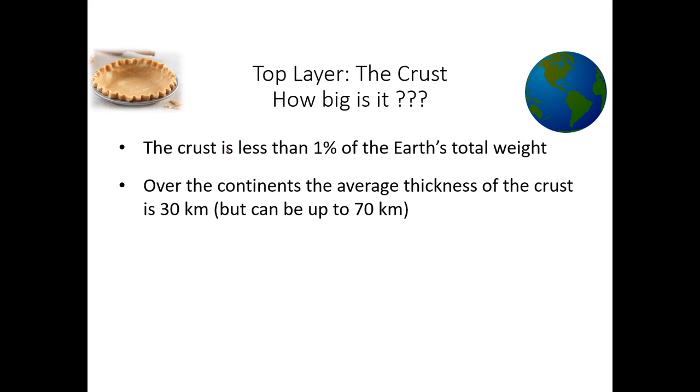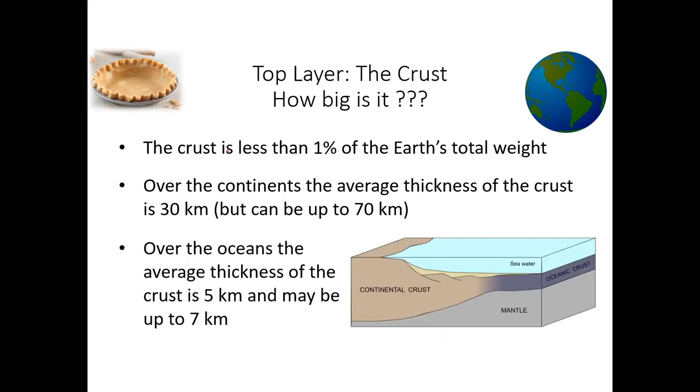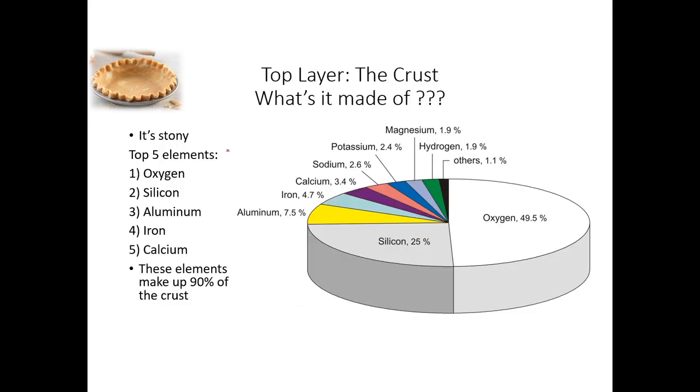Now, over the continents, the average thickness of the crust is 30 kilometers, but it can be up to 70 kilometers in places where there are mountain chains like the Andes Mountains or the Himalayas. Over the oceans, the average thickness is thinner, so the crust is only about 5 kilometers, maybe only up to 7 kilometers, okay? So you're going to see that we have two flavors of crust. We have ocean crust, and we have continental crust, okay? And they're very, very different from each other. They have things in common, but they're very different from each other also.